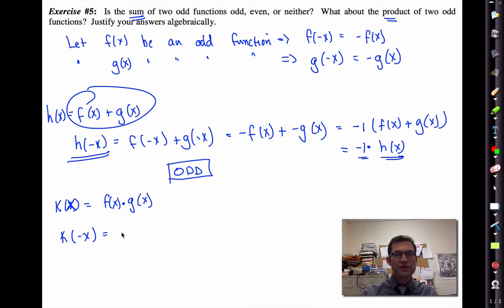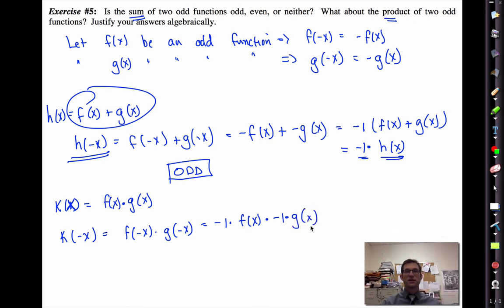All right, well, k of negative x, just by definition, will be f of negative x times g of negative x. But then that's negative 1 times f of x, because f is odd, times negative 1 times g of x, because g of x is odd. But I can do a little bit of arranging and do negative 1 times negative 1, giving me positive 1, and then just get f of x times g of x. But that's just k of x. So k of negative x is equal to k of x, and therefore that's even.